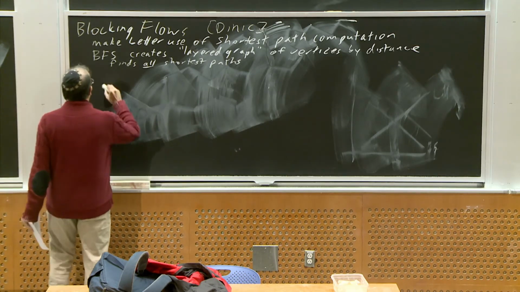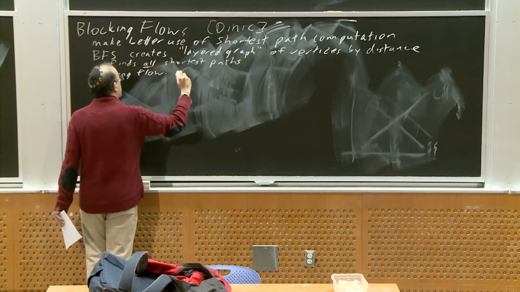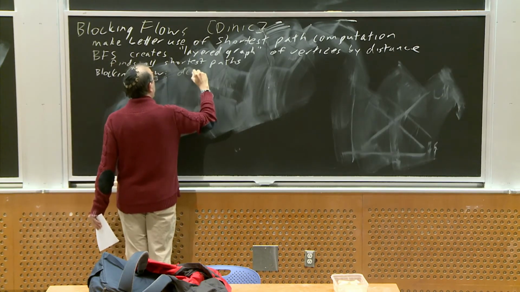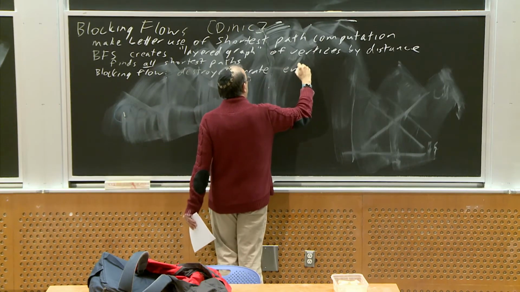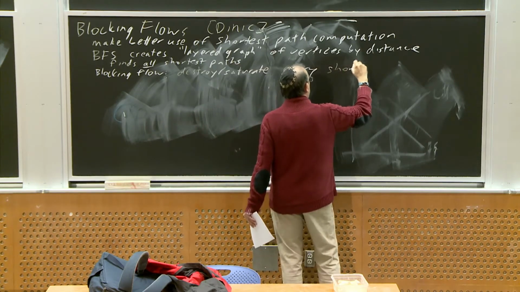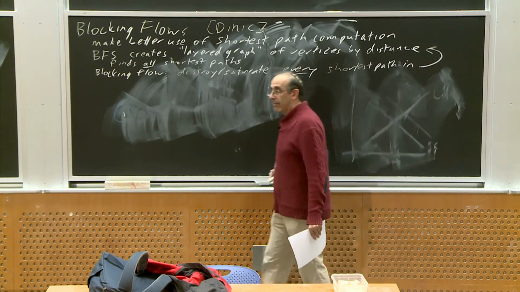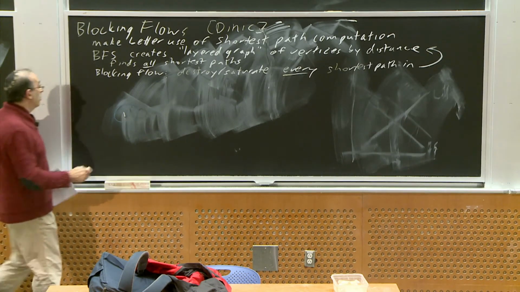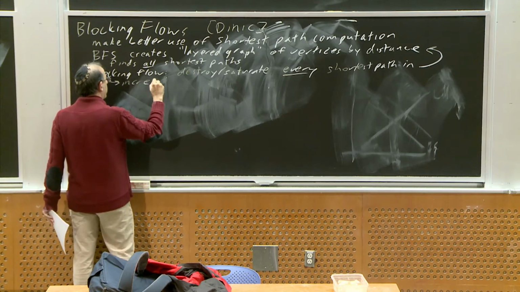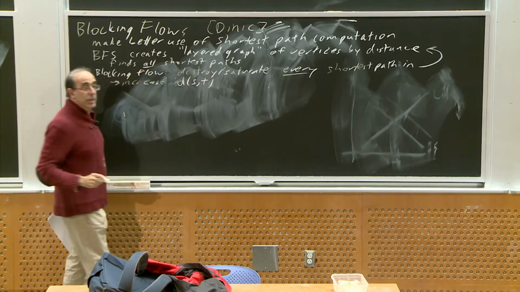And so what a blocking flow does is that it simultaneously destroys, by saturating, every shortest path in this layered graph. Okay, so in one blocking flow step, you're going to destroy every shortest path, which is going to increase your distance between the source and the sink.